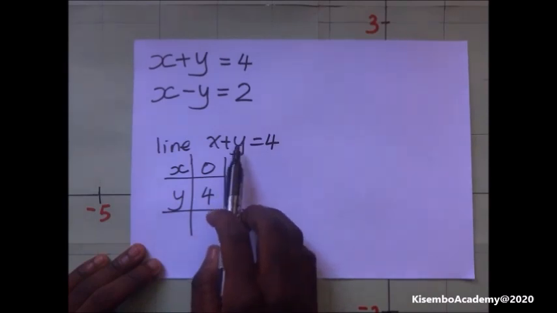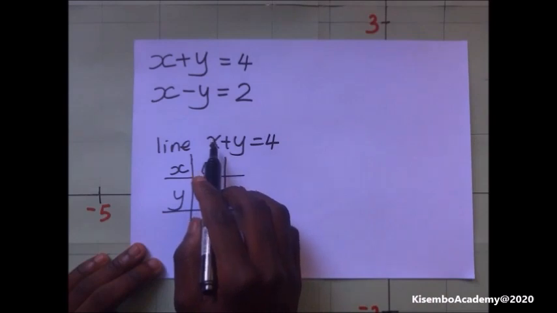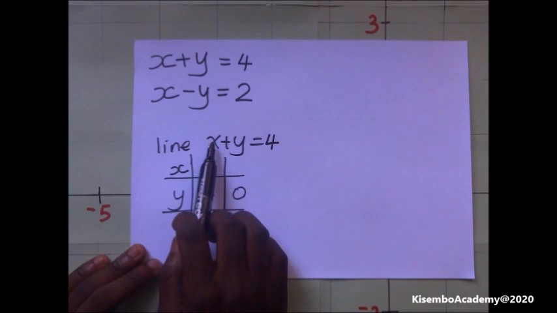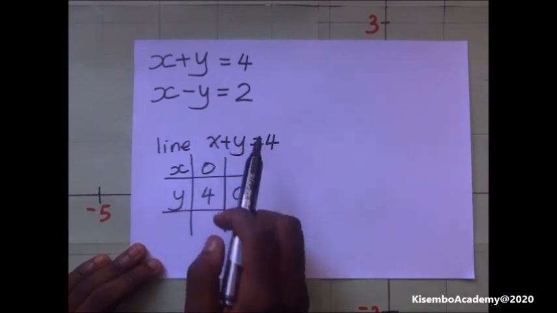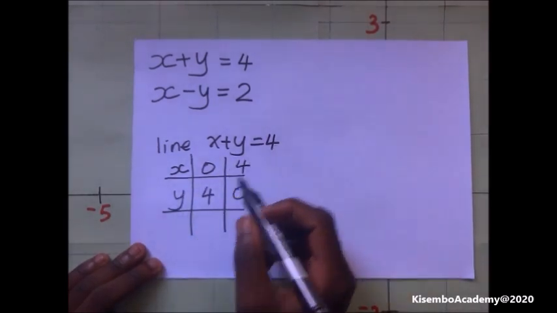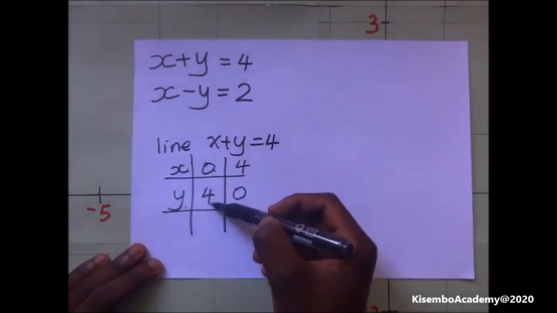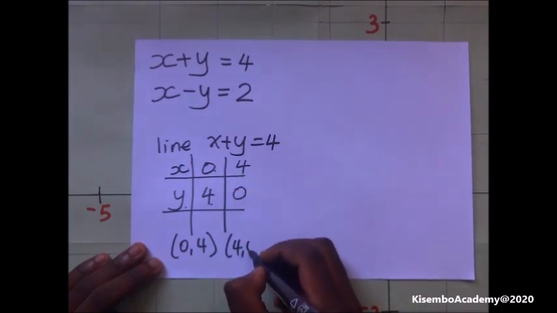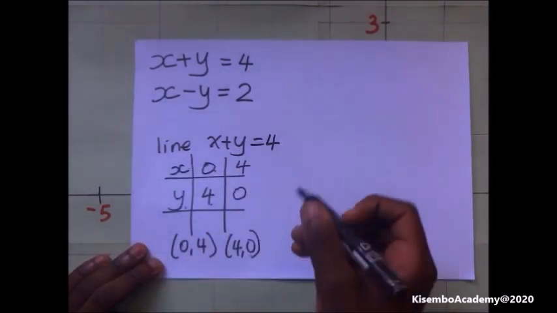What about when y is 0? If we put a 0 here, when y is 0, what is the value of x? We shall have x plus 0 is equal to 4. So it means we'll have x being equal to 4. So we have two coordinates. We have coordinates x comma y, which is 0 comma 4, and also 4 comma 0. We shall connect these two and we have the line x plus y is equal to 4.